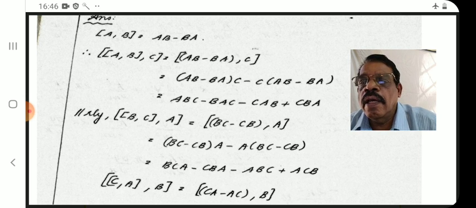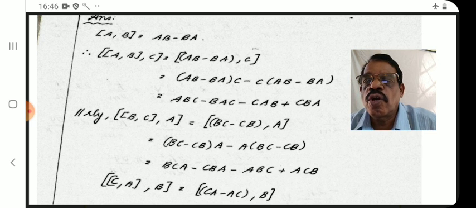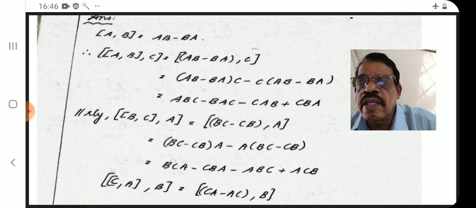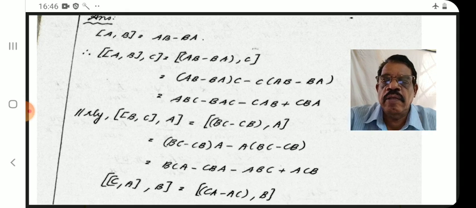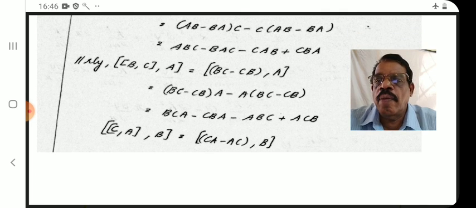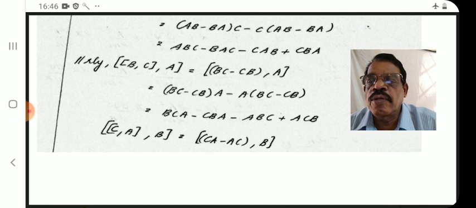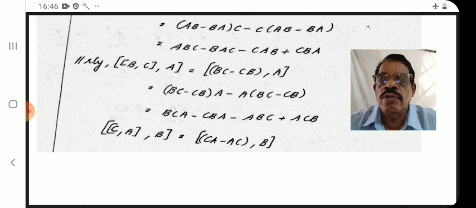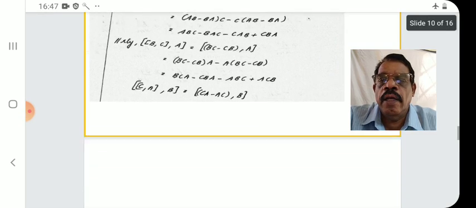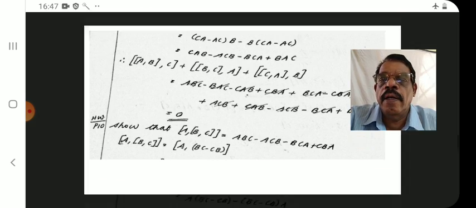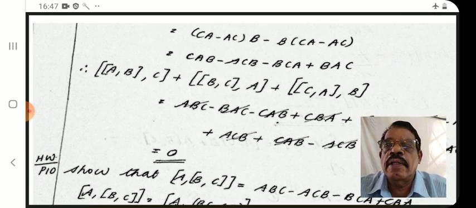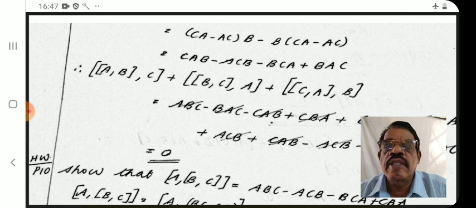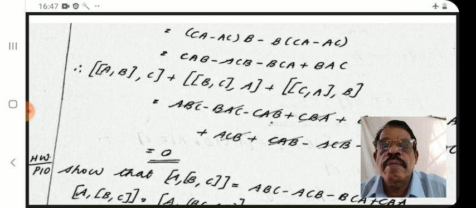Similarly, [[B, C], A] is equal to, expanding it, we get BCA minus CBA minus ABC plus ACB. Again, you expand [[C, A], B], which is equal to [CA minus AC, B]. That is equal to CAB minus ACB minus BCA plus BAC.